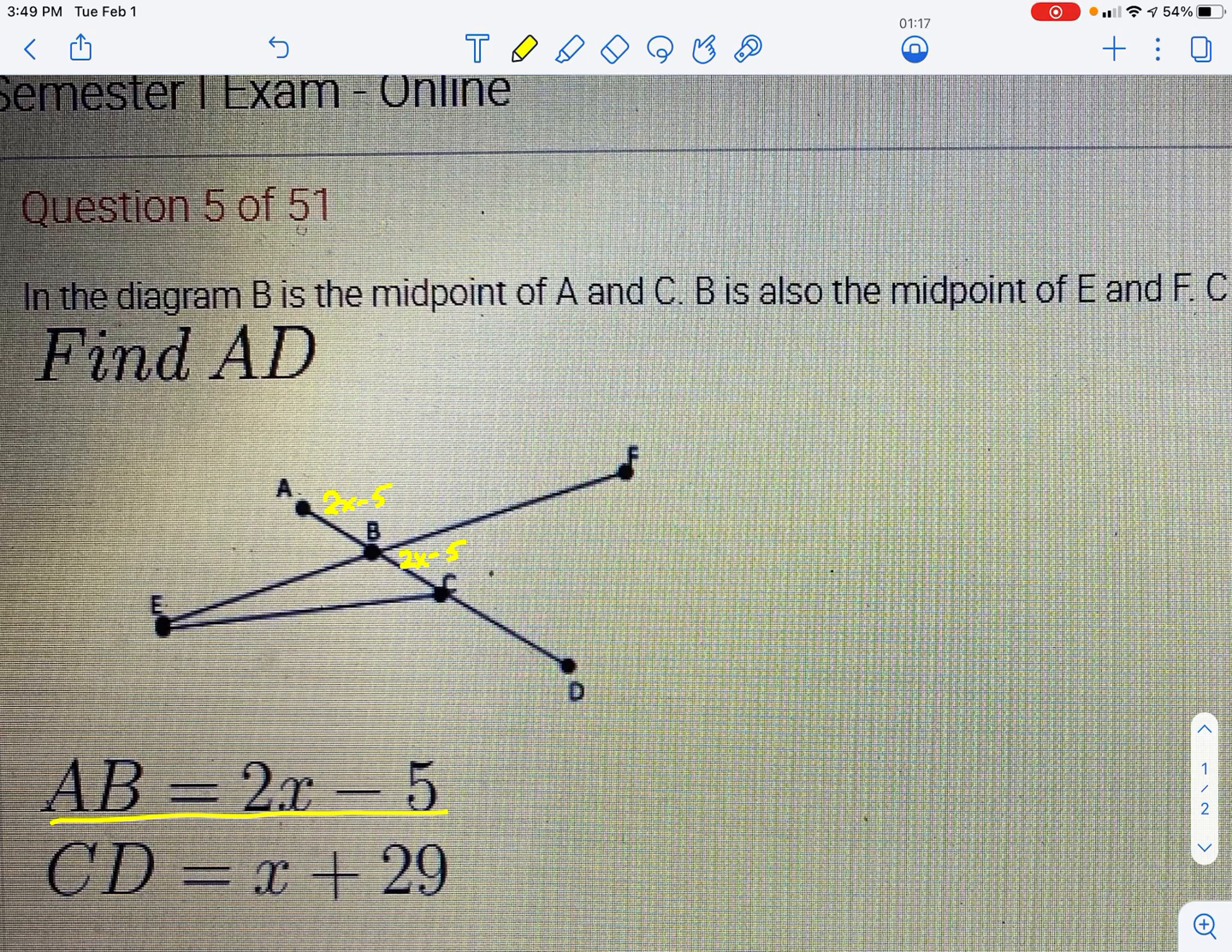Let's mark out a couple more things. So we have CD right down here is x plus 29. So let's find CD. CD is right here. Okay, so we're going to mark that up as x plus 29.